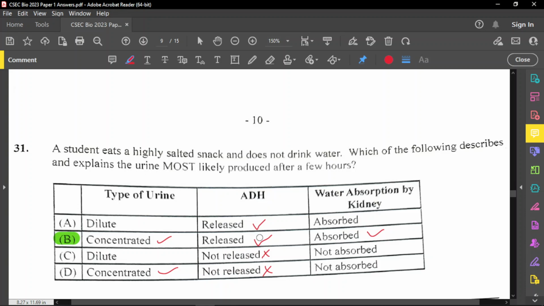The ADH will be released, and I want to tell you why ADH will be released. ADH tries to conserve water. Once it is released, water is conserved in the body. And a point to note here, if a person is dehydrated, the body will want to conserve water as best as possible, right? And then, of course, the water will also be absorbed back into the kidney. I also want to make a note that alcohol will inhibit ADH.